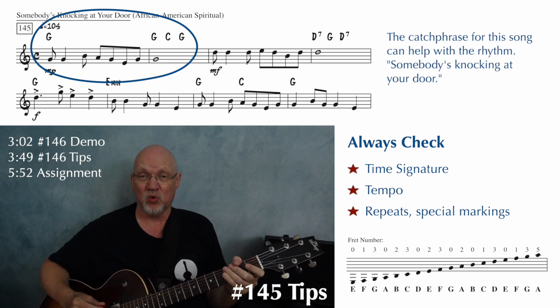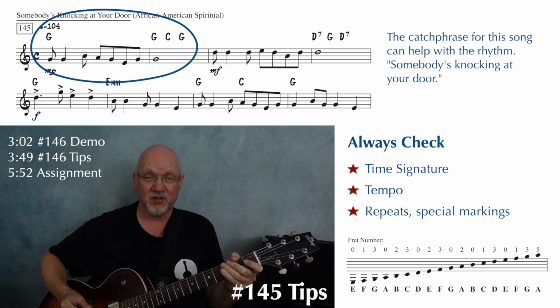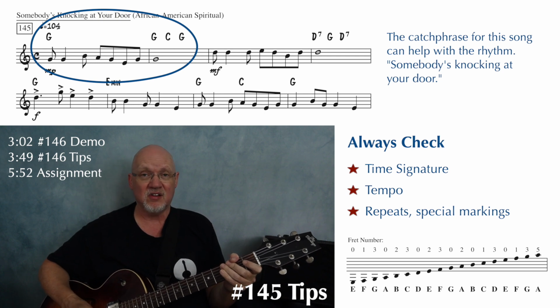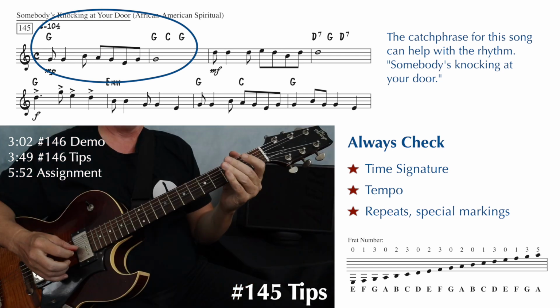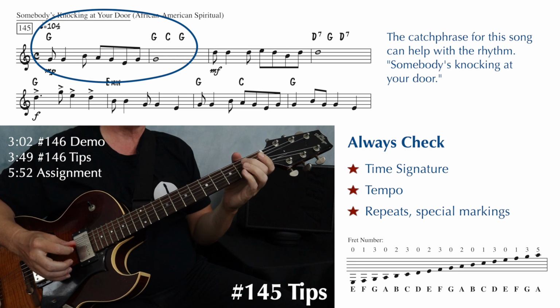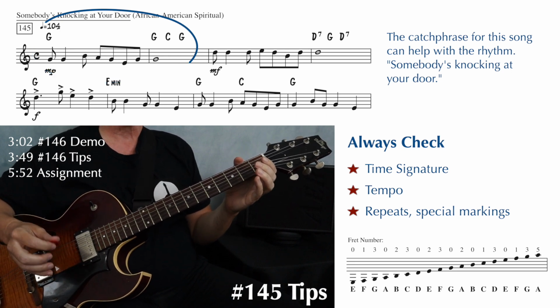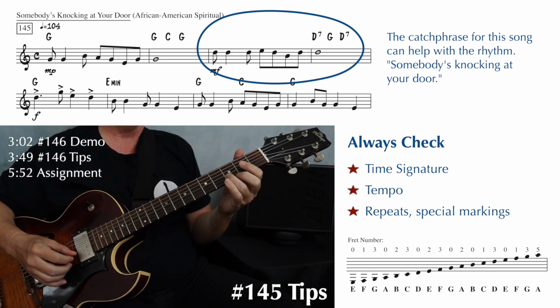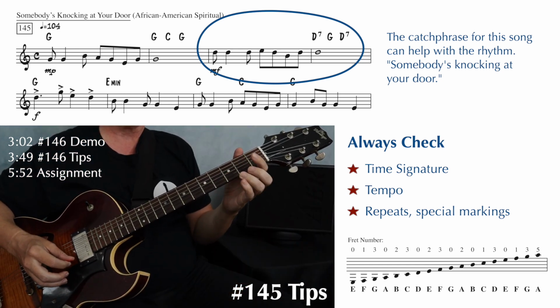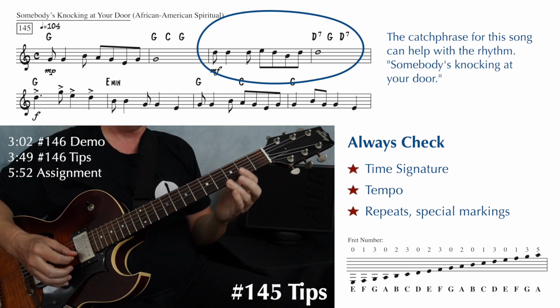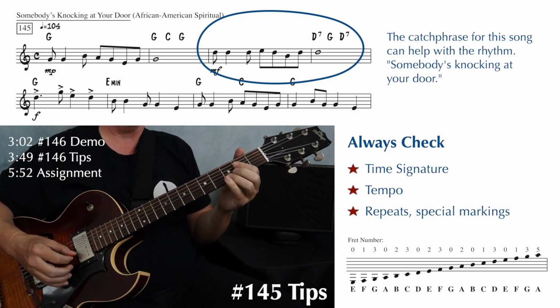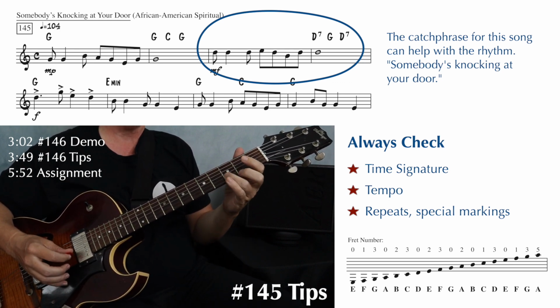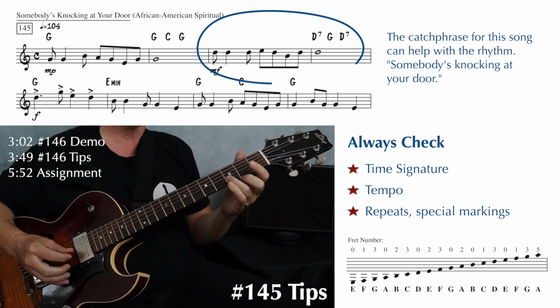It helps if you know the words for this song, or at least the opening phrase. Somebody's knocking at your door. Somebody's knocking at your door. Third measure, we have the same rhythm, just different notes. 1 and 2 and 3 and 4 and 1. And those are the same words too if you look up the words. Somebody's knocking at your door.